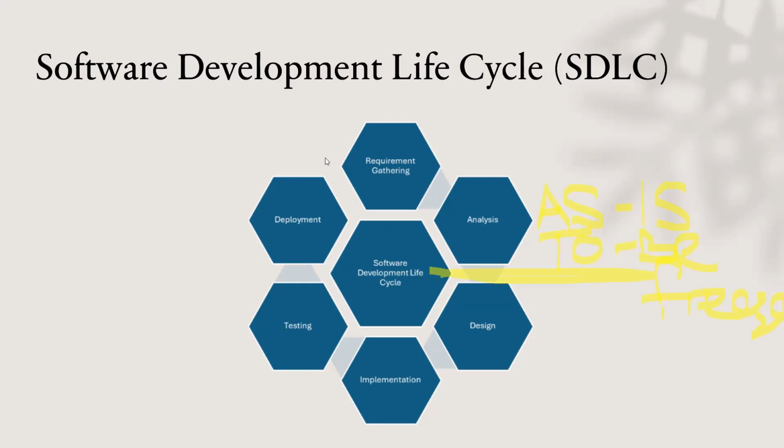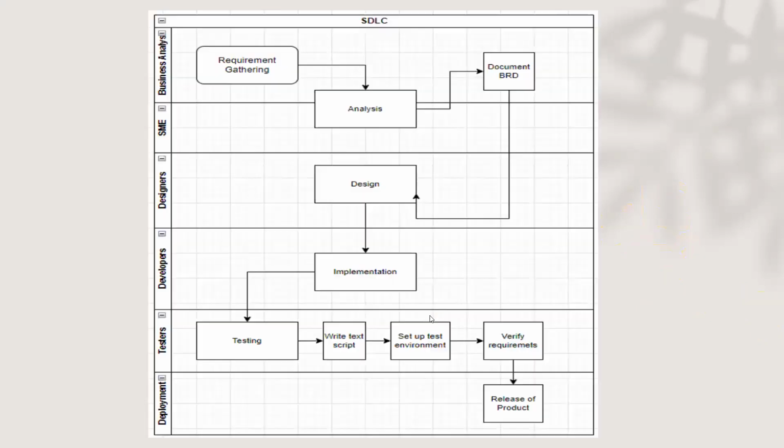After that, we go into the project closure, the maintenance, and the BAU, which is business as usual. Now, all that I've just said, we've described in a process map. This is a swim lane where we have the business analysts, the SME, the designers, the developers, the testers, and the deployment stage. So the business analyst starts with the requirement gathering.